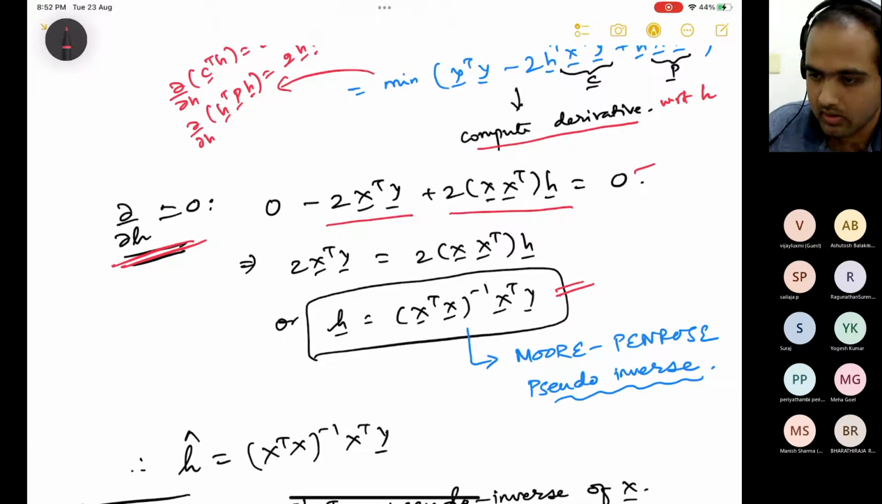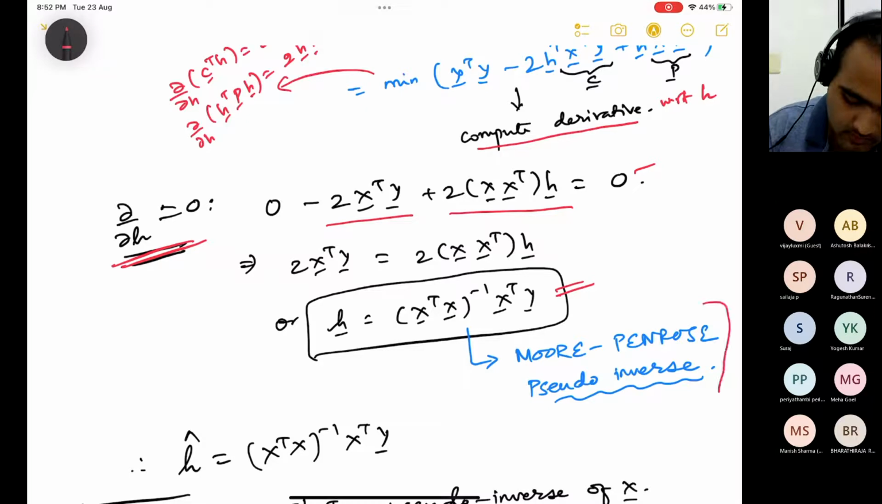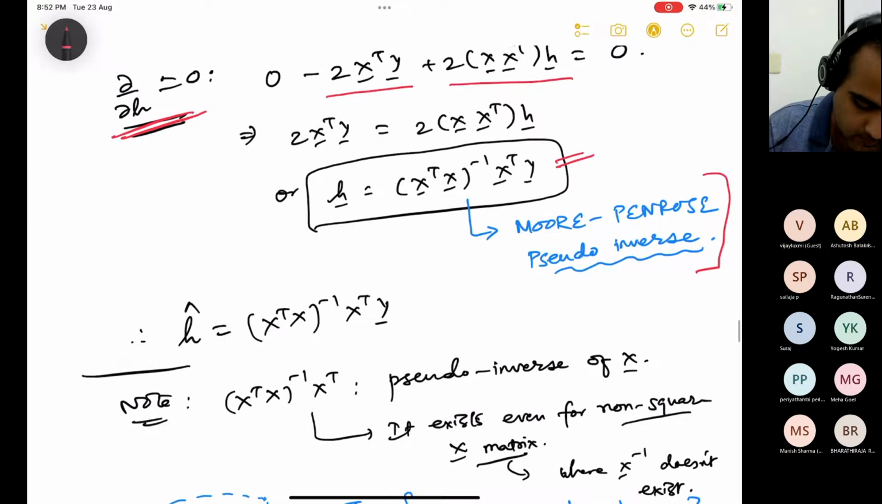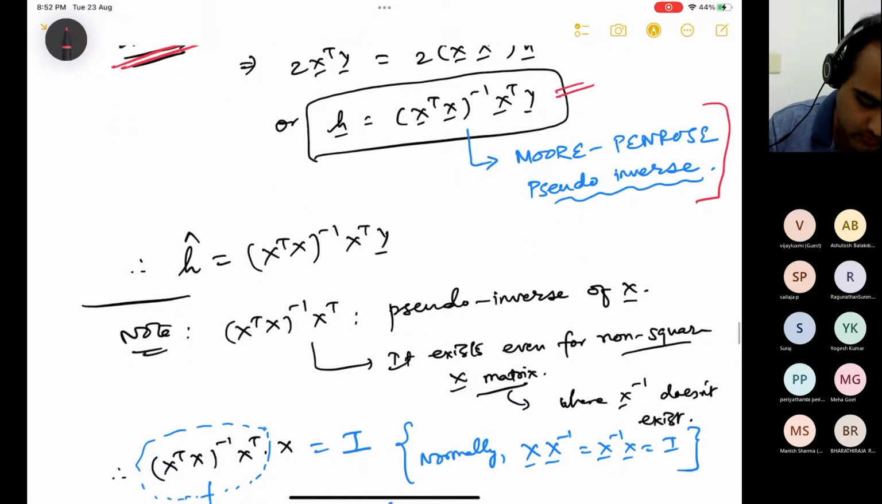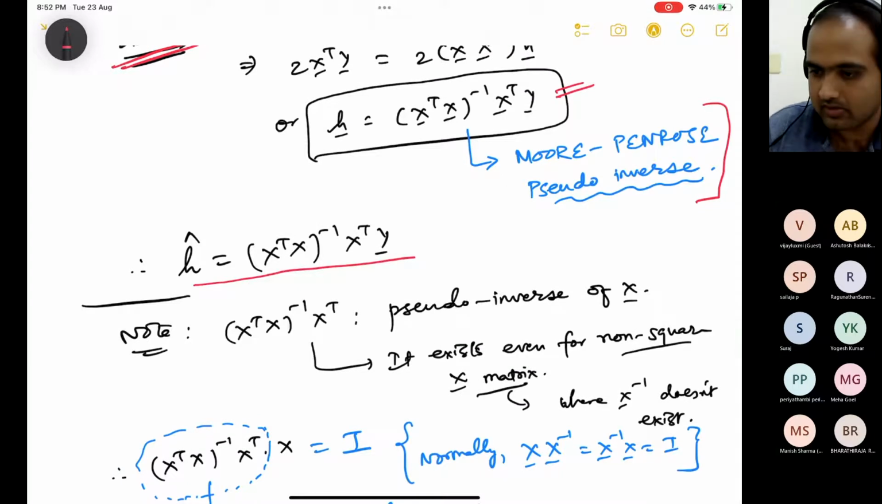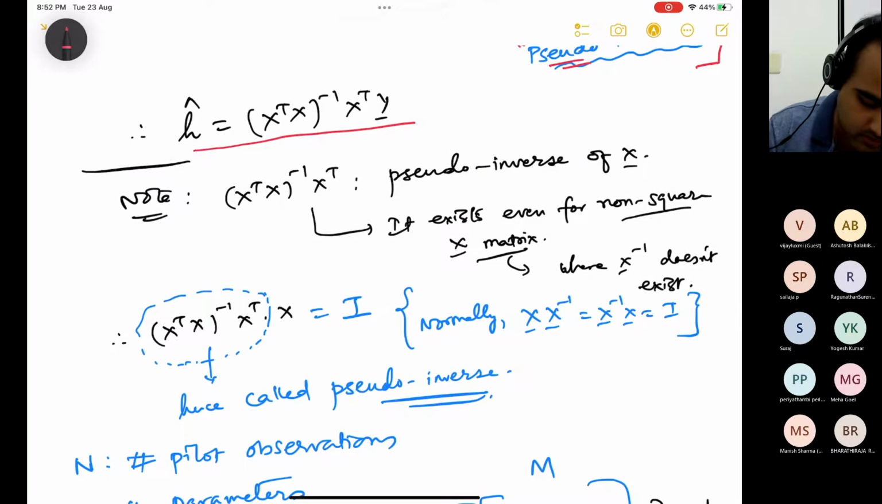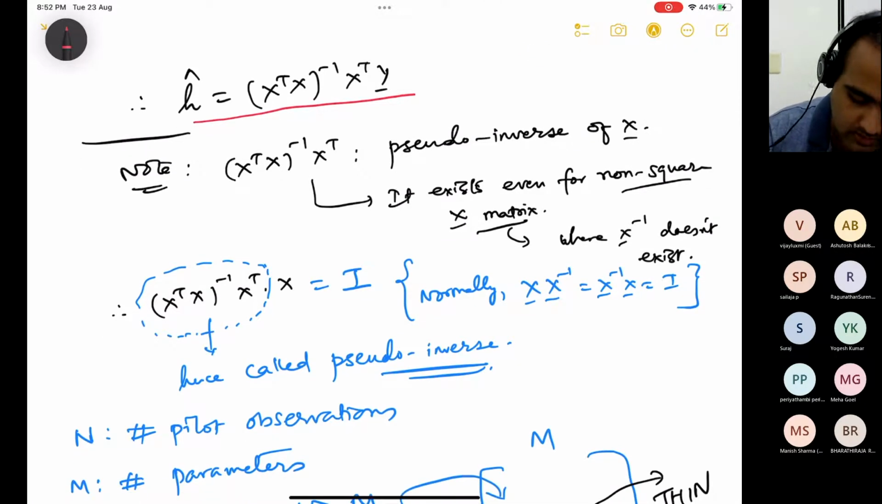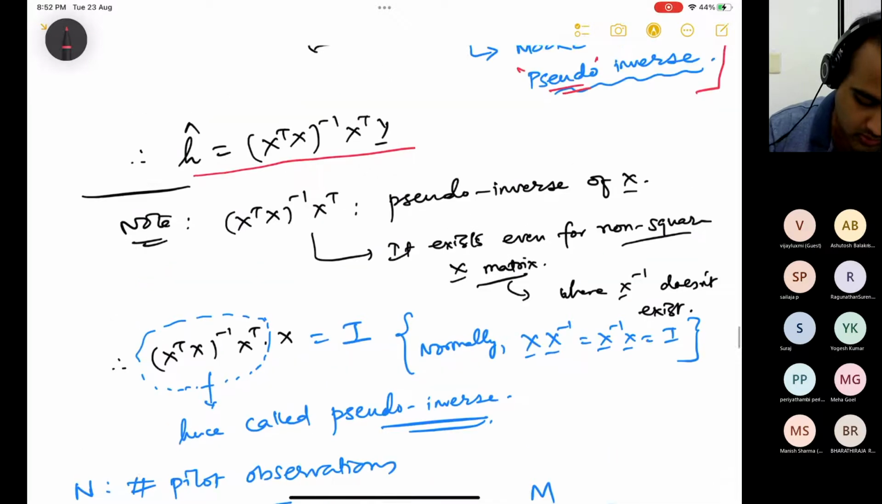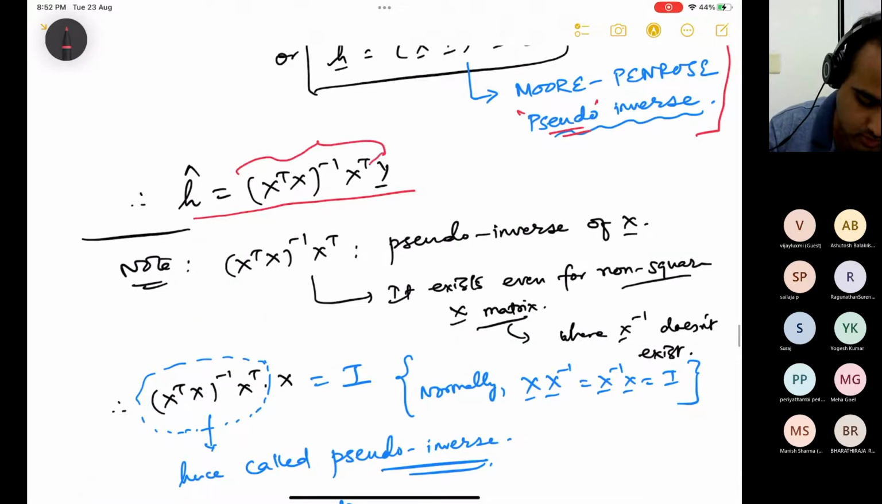Now this is a very important, fundamental result, which is also called the Moore-Penrose pseudo inverse. This is a very important formula: (x transpose x) inverse x transpose y. We will see why it is called a pseudo inverse and why it is so powerful. So what is the pseudo inverse? This stuff. Not the y part, but this (x transpose x) inverse x transpose, right? So this is called the pseudo inverse.